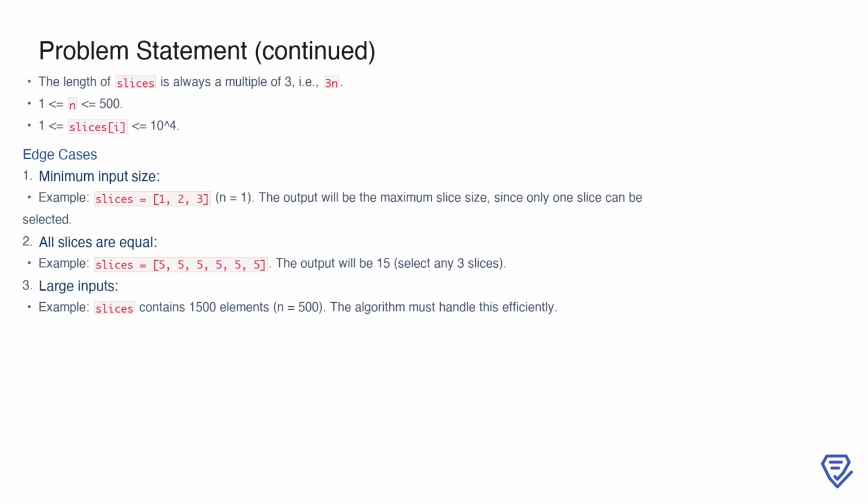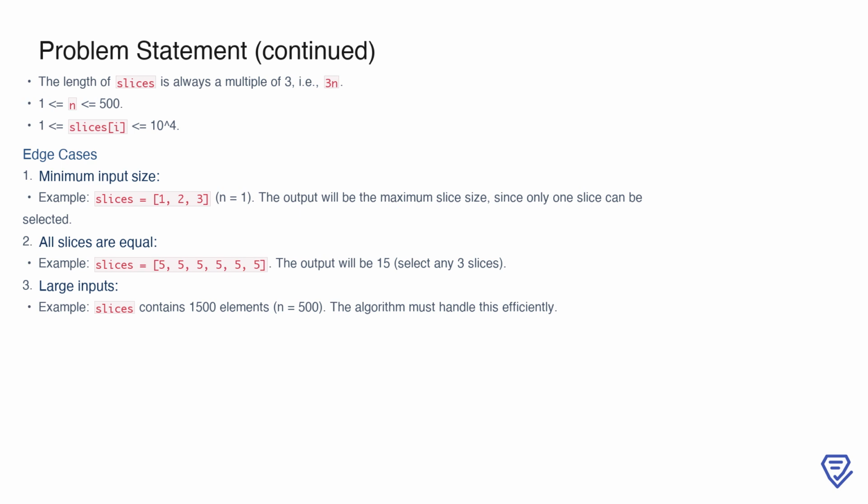To summarize the key constraints and edge cases for this problem, the length of the slices array is always a multiple of 3, meaning it will always be 3n. The value of n can range from 1 to 500, and the size of each slice, represented by slices[i], is always between 1 and 10,000.